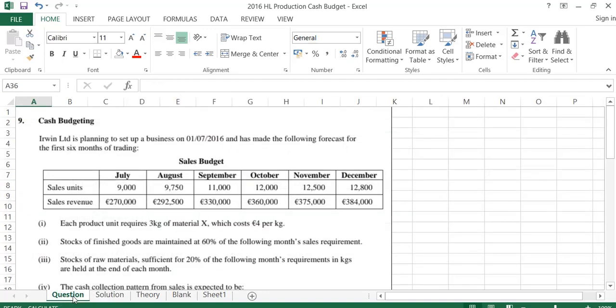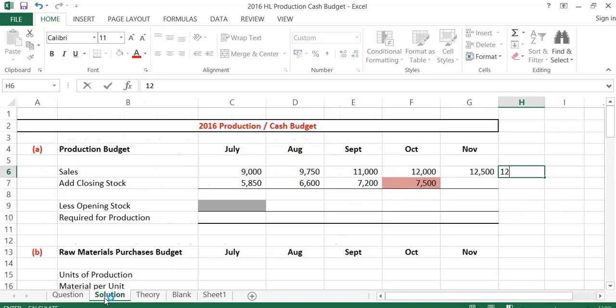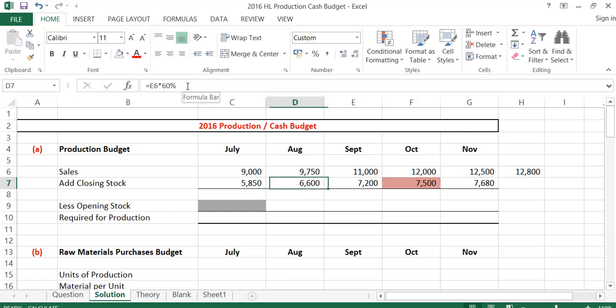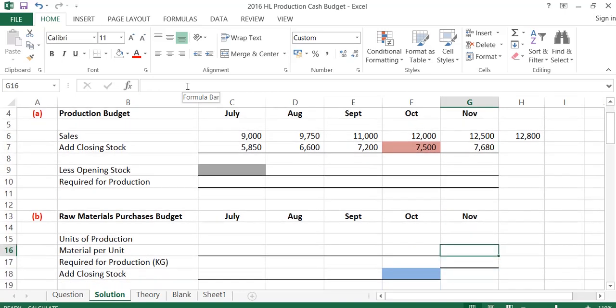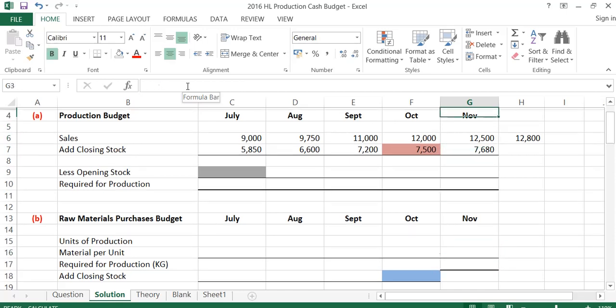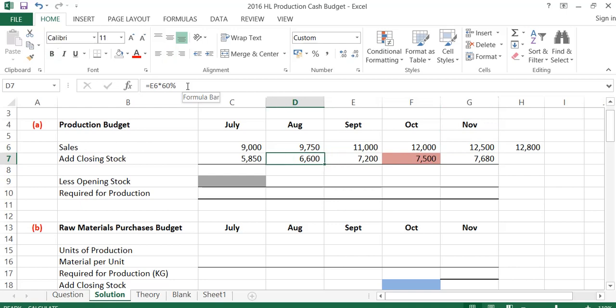So if we go back and have a look at December's sales, it's 12,800. And it's going to be 60% of that. Now, we don't need a column for December because this is really the only time that we use it. We're only asked to do the production budget for July to October, but we do need a column for November because we need a figure down here to work down towards a figure here. So we need to work down November down to the start of part B. And then we can forget about November.